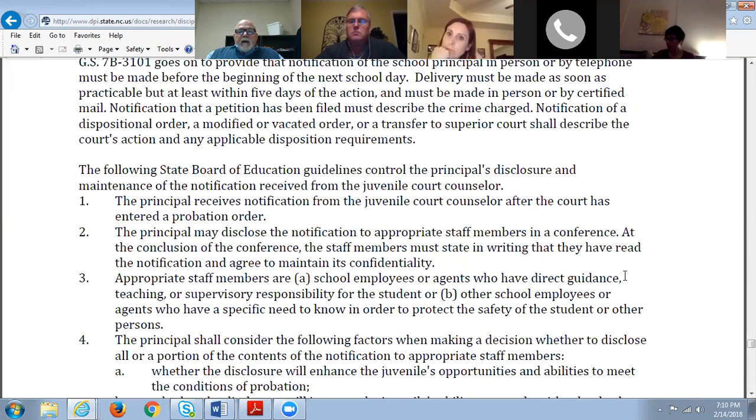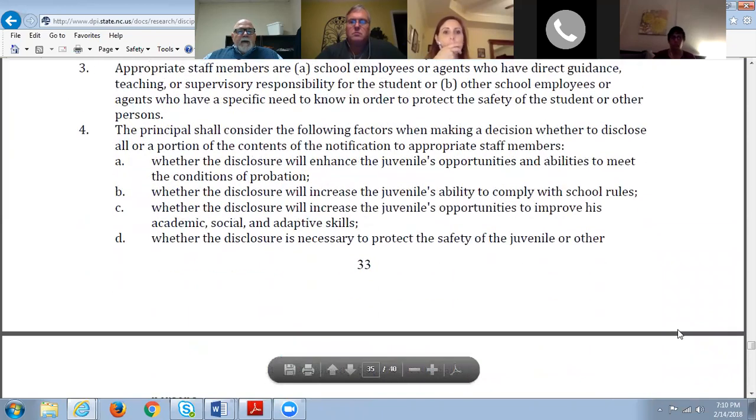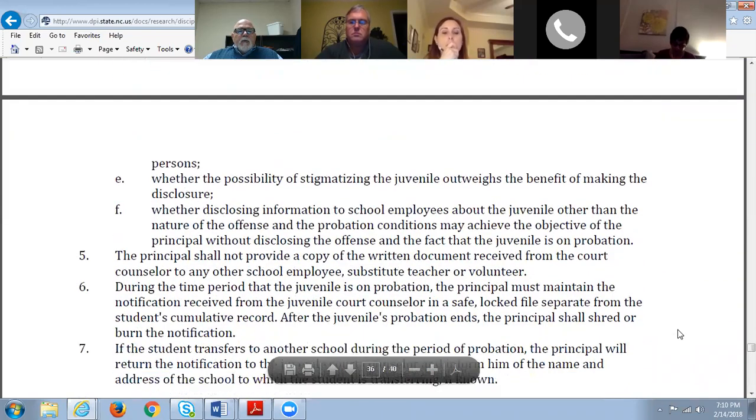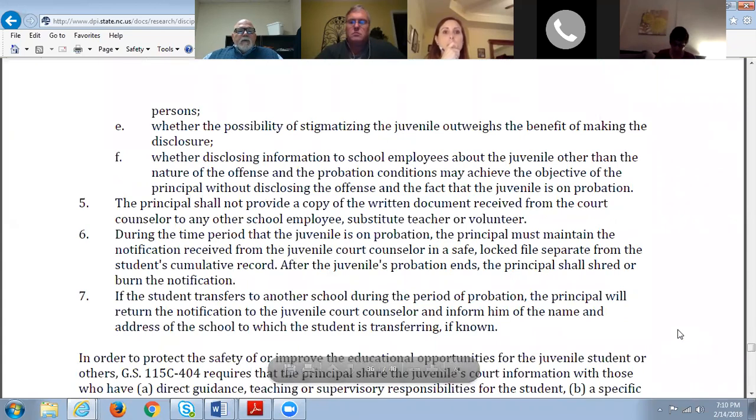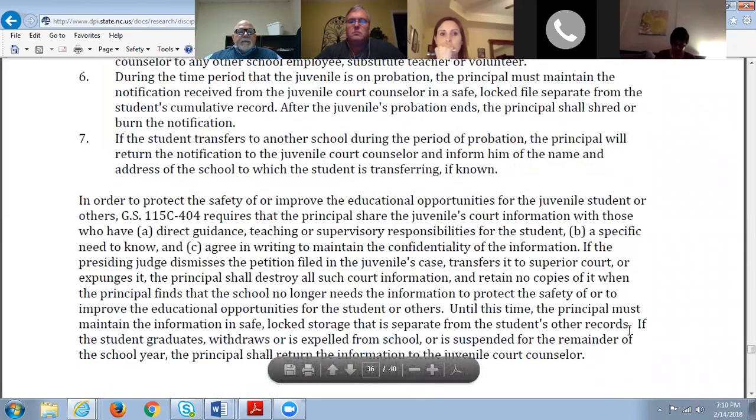They have to have a specific need, a need to know, and that's number 3. And you have to consider the following factors when making the decision to disclose this information to your staff members. And there are the conditions under which you would do that. You shall not provide a copy or written document received from the court to anybody. You can't give them a piece of paper or put it in an email. You can only tell them and make them sign a pledge that they won't disclose it. You can only tell them in a conference, to protect the safety or improve the education for the juvenile student.